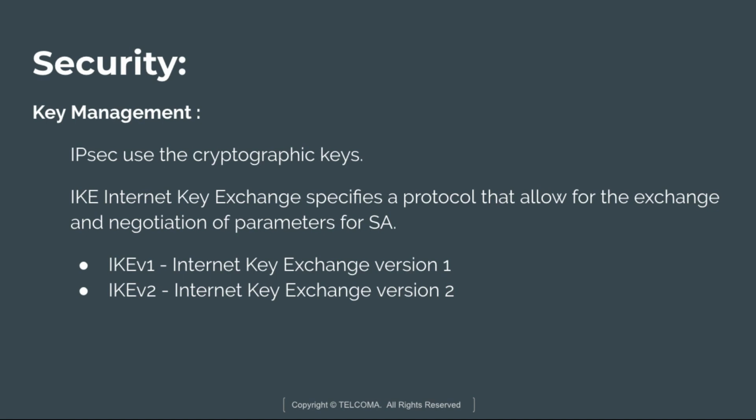The next part is key management. IP security uses cryptographic keys, and supports manual and automated distribution of the keys. IKE, that is Internet Key Exchange, specifies a protocol that allows for the exchange and negotiation of parameters for SAs. The first one is IKE version 1, and the other is Internet Key Exchange version 2. IKE version 1 is not approved, so it was replaced by IKE version 2, but it is still widely used today.